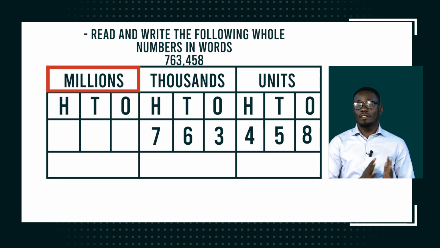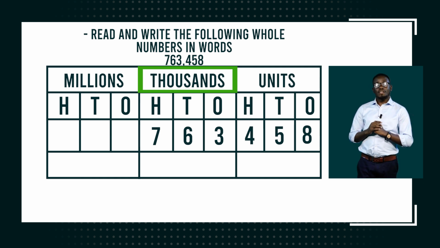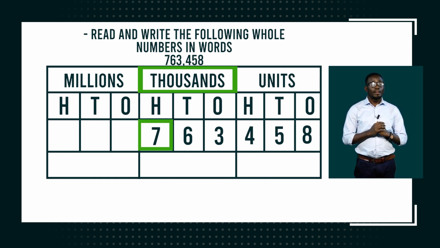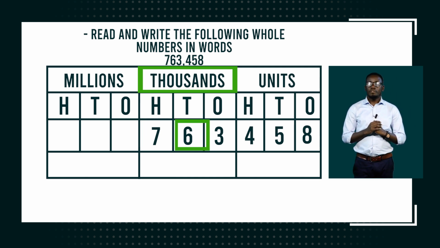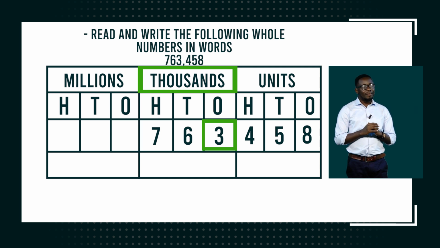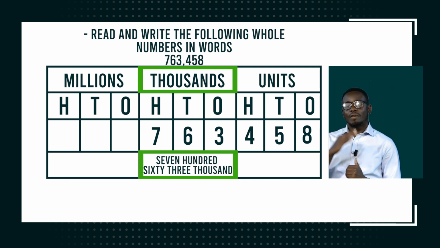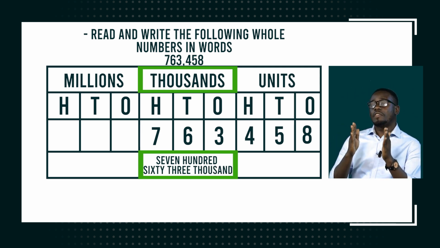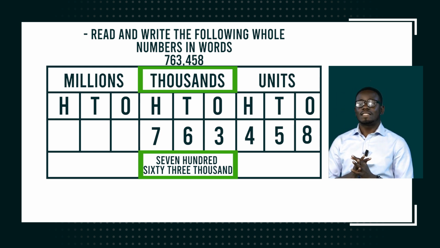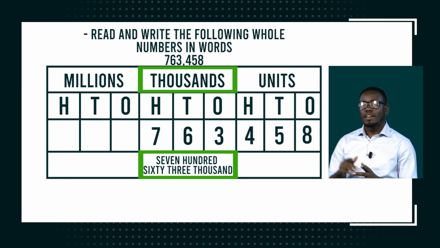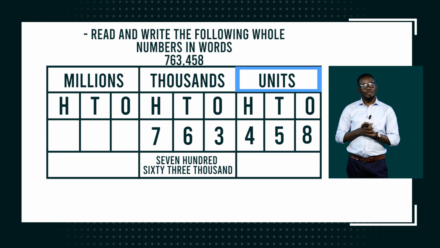After filling the number in the place value table, we can now read separately according to the periods. Since we don't have the millions, we start with the thousands period. The digits under thousands are 7, 6, 3. The number is 763. But we have to remember it is under the thousands period, so we say 763,000.